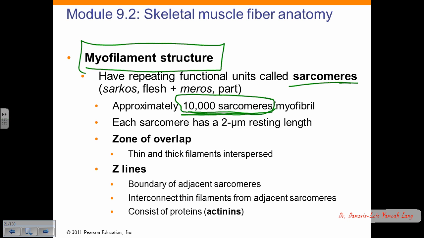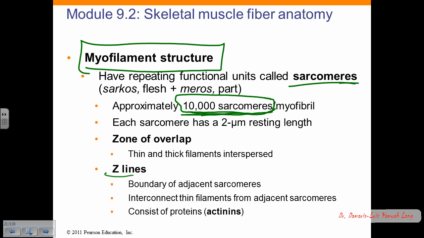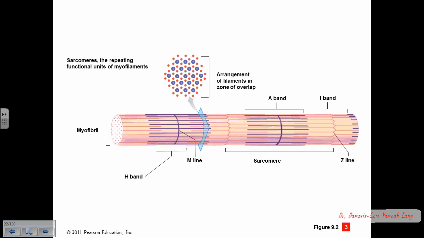So let's look at how, you see all these Z lines having actinins, A band, I band, M line, H band, all these things. I'm going to explain it to you right here. All right. So pay attention to this. We are going to look at one what? Sarcomere boundary. Are you all picturing this? Okay.